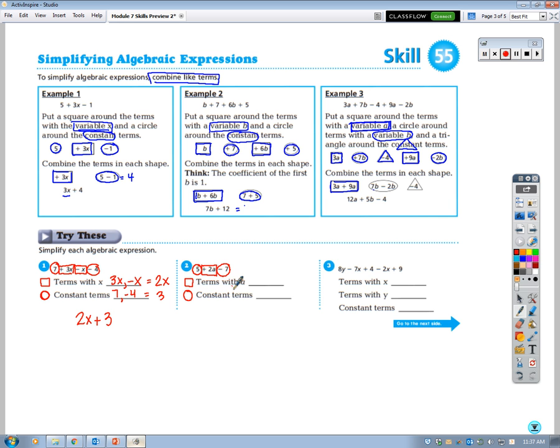So I'm going to combine my terms with a, or list my terms with a. That would be a plus 2a. And there's nothing to combine it with, so that's all my terms right there for variables of a. Then I'm going to list my constants, which would be 5 and negative 7. If I combine those, 5 minus 7 is negative 2. Okay? So my simplified expression would be 2a minus 2.